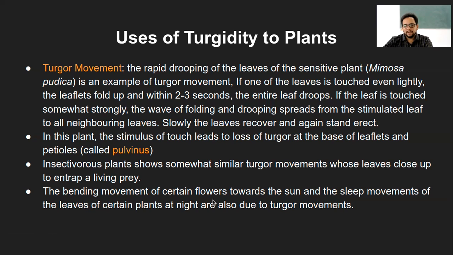The bending movement of certain flowers. These are again examples of different turgor movements. One is touch-me-not, second is the insectivorous plant, and third is the sunflower that you commonly know. It always faces the sun side, or the east, right? That's how we commonly see it. So that bending of certain flowers towards the sun, and the sleep movement of the leaves of certain plants at night, are also due to turgor movement.